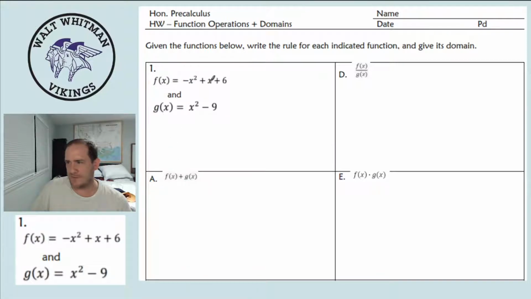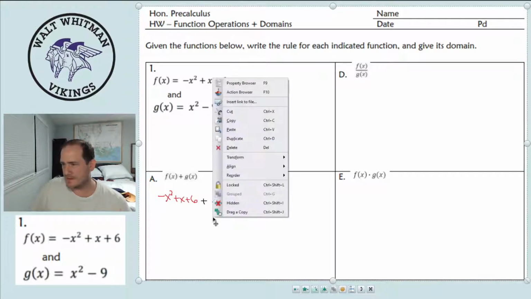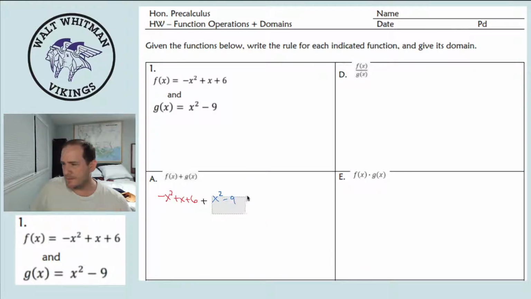f of x is going to be this first quadratic. We can write all three terms out, you know. So it's negative x squared plus x plus 6. Then we're going to add to that the other function, which is the other quadratic, x squared minus 9. The 2 x squareds are going to cancel.